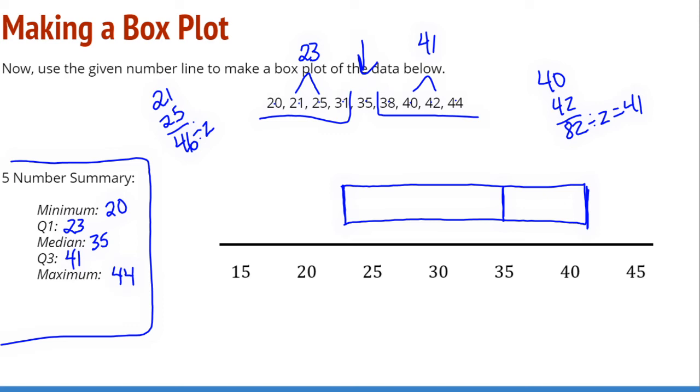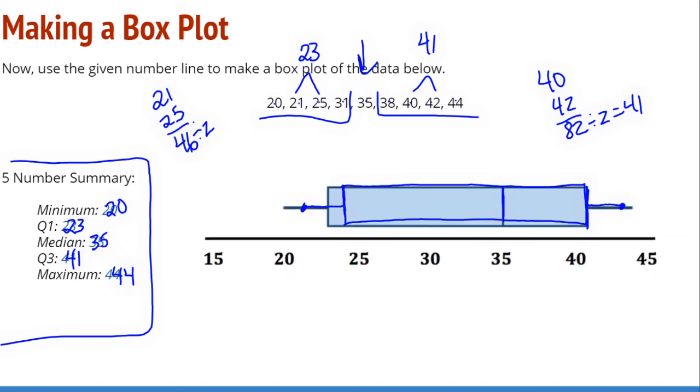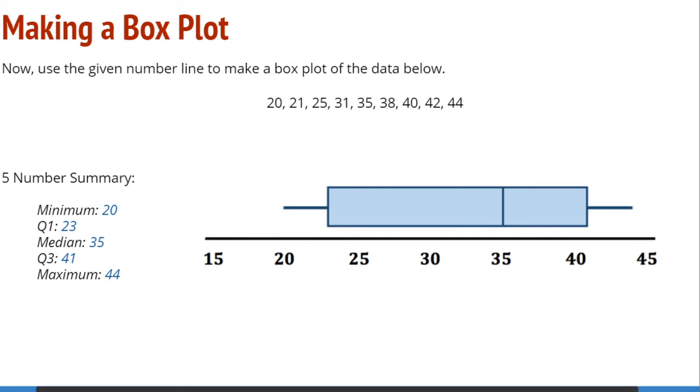Then I need to come out to my minimum, 20, put a little dot and connect it in, and go out to my maximum, 44, put a dot, and connect it in. And now I have a box and whisker, or a box plot. And here's one that is generated by the computer. It's so much more pretty than what I made, but it's not a competition. I'm not competing with the computer.